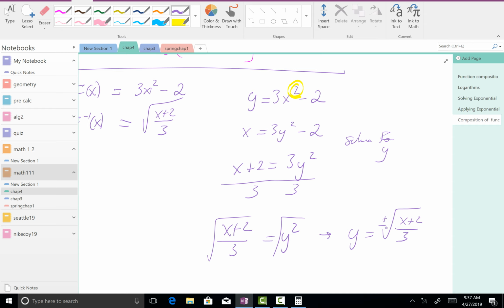And it was the square root of x plus 2. No, I have to go back. Put this in parentheses. Divided by 3. Okay. So when I put in that part, I get the nice blue graph right there.